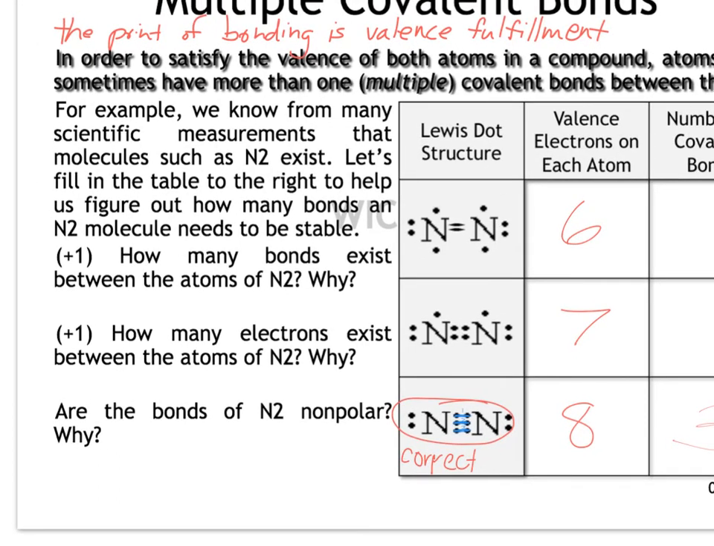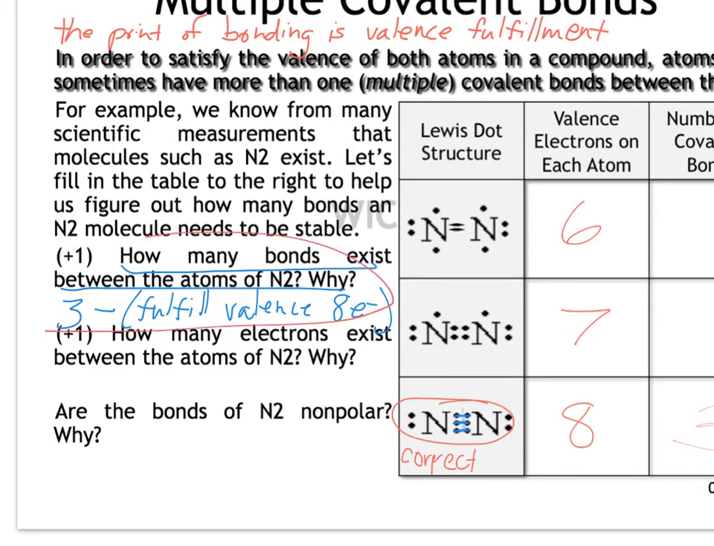All right, so we can answer these questions now. How many bonds exist between the atoms of nitrogen? The answer is 3, and it's because it will fulfill the valence of 8 electrons. I want you to circle this one because I have this question on your next quiz.